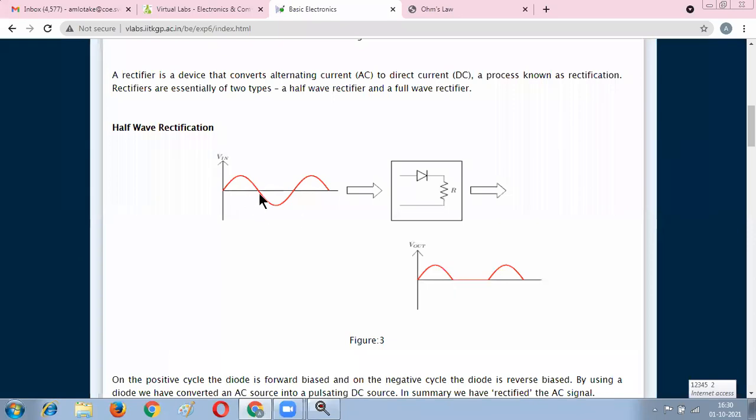During the negative half cycle, what is happening? The diode will be off. The diode will be reverse biased. As the diode is reverse biased, it acts as an open switch.